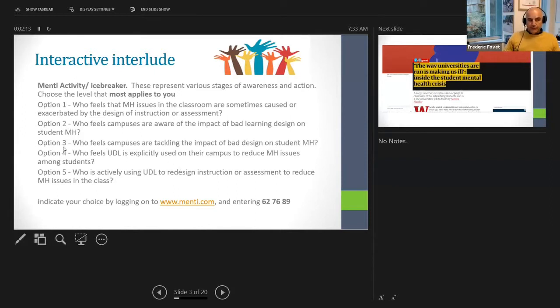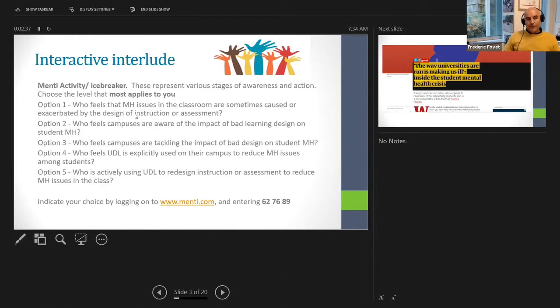Level 3 would be you feel campuses are tackling the impact of bad design on student mental health. Here we're at a very large level of campus awareness, but you feel that there's something going on in your campus. Level 2 would be you feel campuses are aware of the impact of bad design. They're not doing anything about it, but they are aware that it is one of the causes why we're seeing so many mental health issues on campuses.